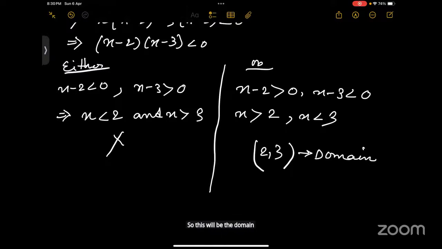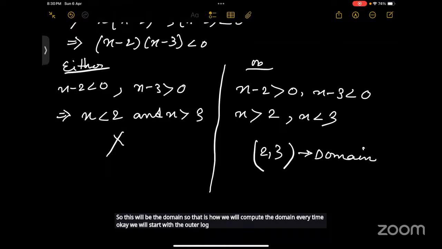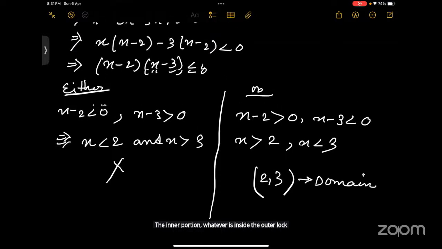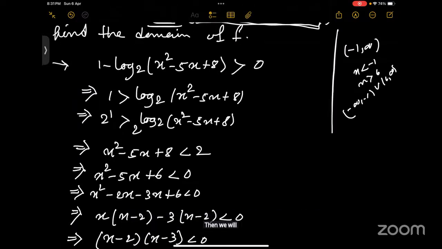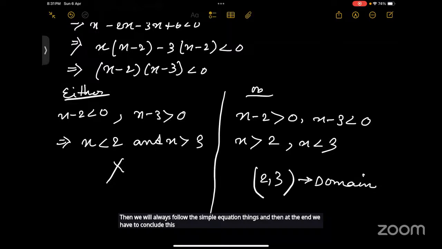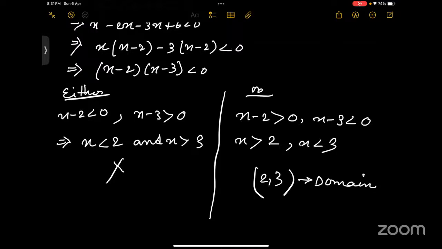So that is how we will compute the domain every time. We will start with the outer log, and our target is to define the outer log. That means the inner portion, whatever is inside the outer log, should be greater than 0. Then we will always follow the simple equation steps, and at the end we have to conclude this with some logic. Is it clear? If you have any doubt, please ask. Is it clear, the steps? How can we compute the domain and all?